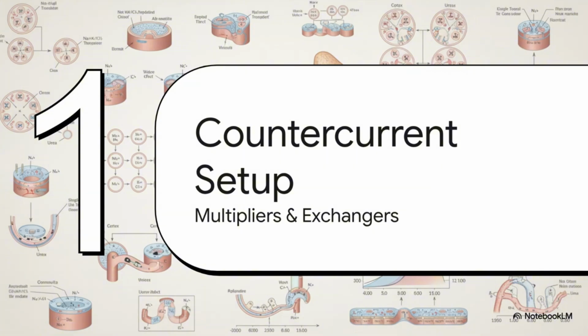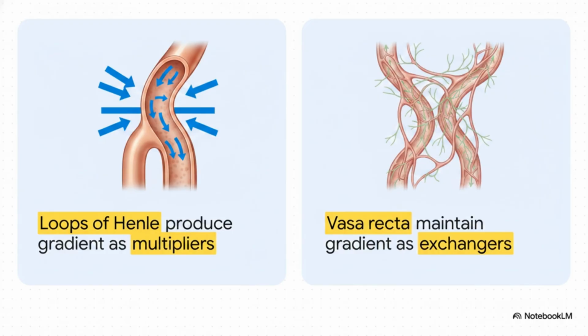Moving to Section 2, the countercurrent system setup, multipliers and exchangers. Now, there is a strict functional dichotomy here between producing and maintaining this gradient. This is a classic high-yield concept you absolutely must know for the boards. The loops of Henle, they act as the countercurrent multipliers. Their active operation is what actually produces the gradient. On the flip side, the vasa recta act as countercurrent exchangers. Their job isn't to make the gradient.